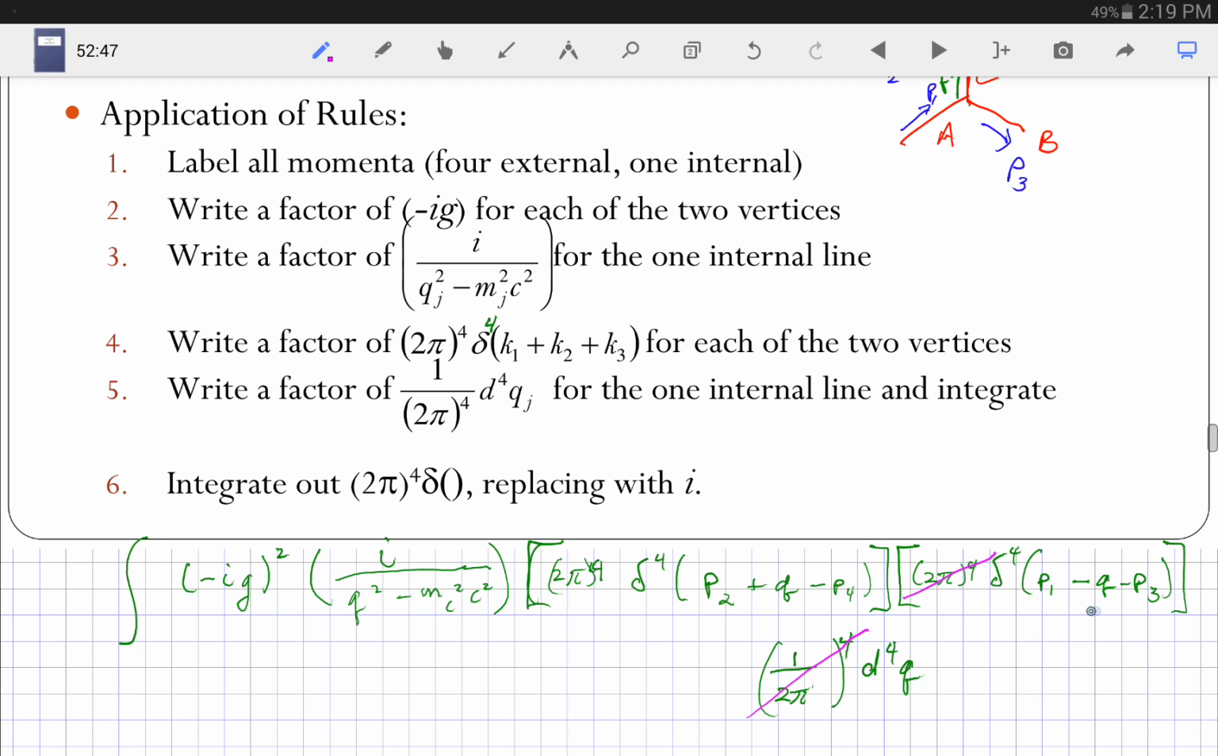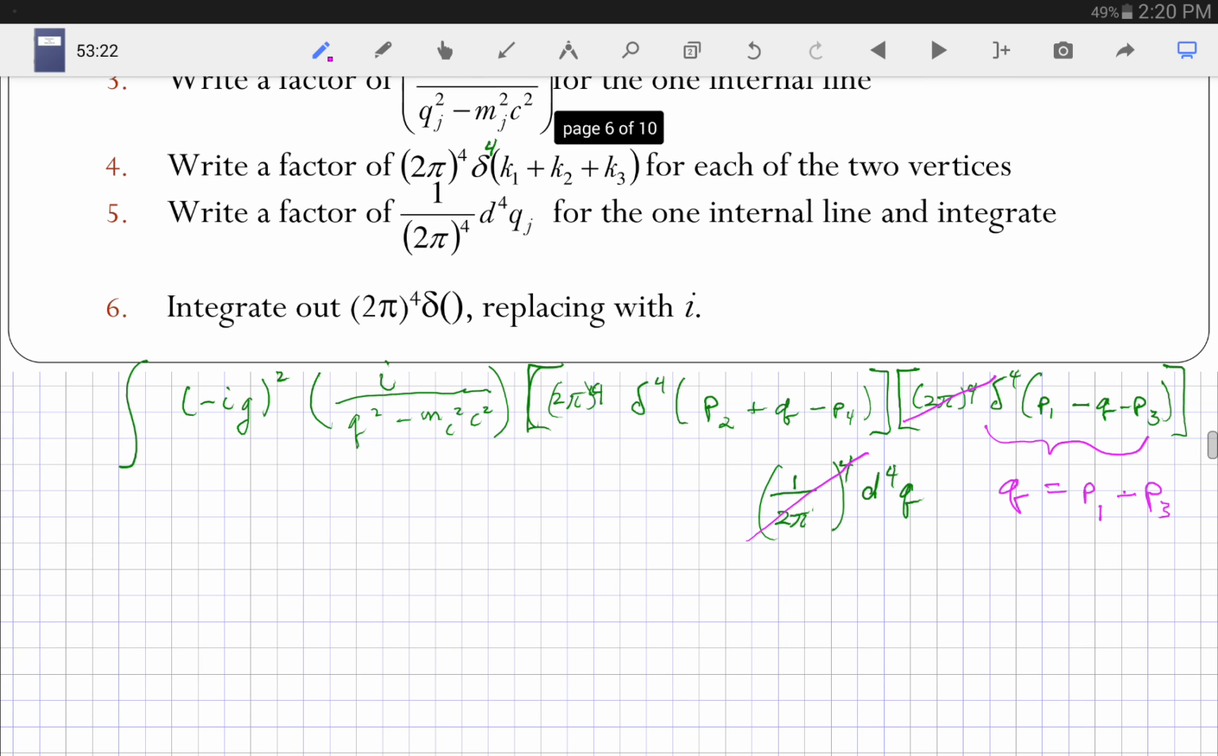Now I'm going to take this delta function. This delta function is 0 unless q is equal to P1, move that across, minus P3. So I'm going to apply this one. If I apply this one, my integral, I'm done. All I have to do is go through and everywhere q appears, put in P1 minus P3, and I'm done with the integral. So the integration is easy.